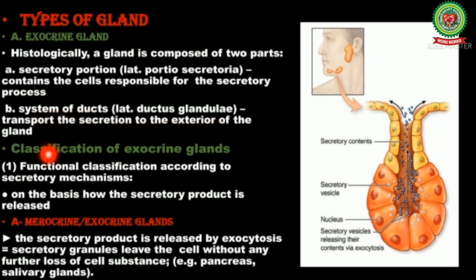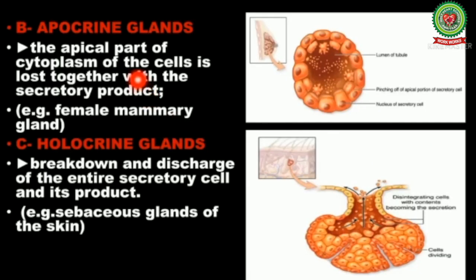These glands are further classified into three main categories. The first one is merocrine or eccrine glands. These are the glands whose secretions are directly thrown out of the cells by the process of simple diffusion or exocytosis. The cells remain intact. For example, sweat glands, salivary glands, and intestinal glands.